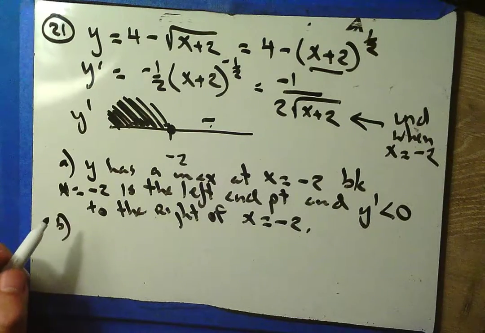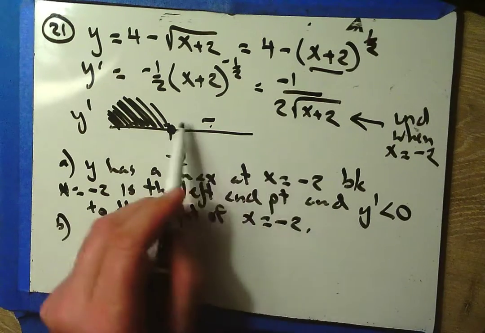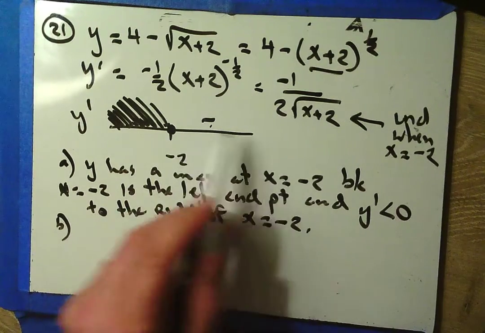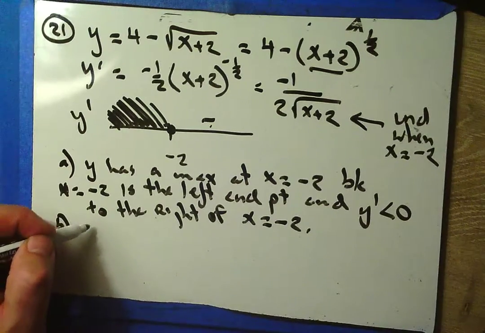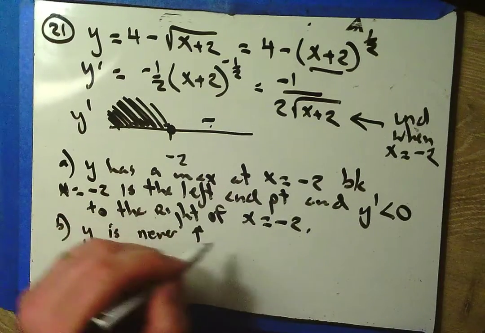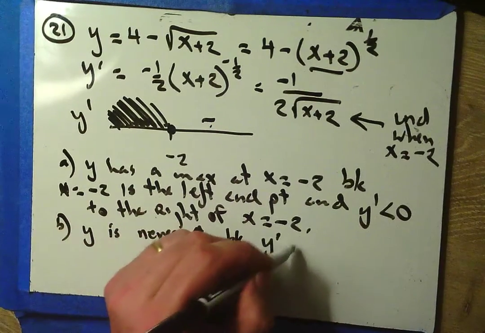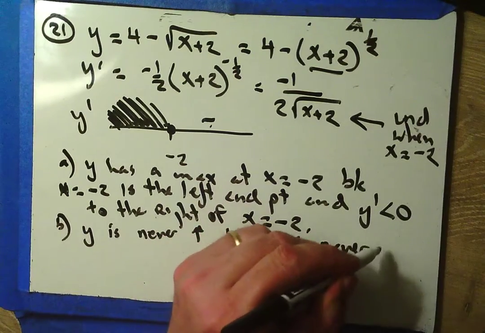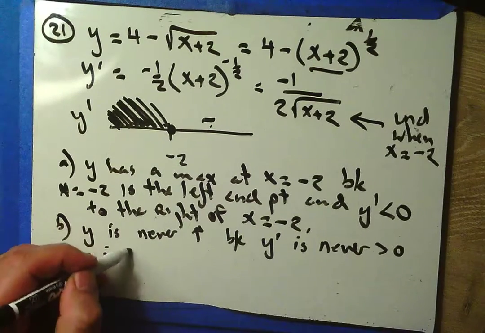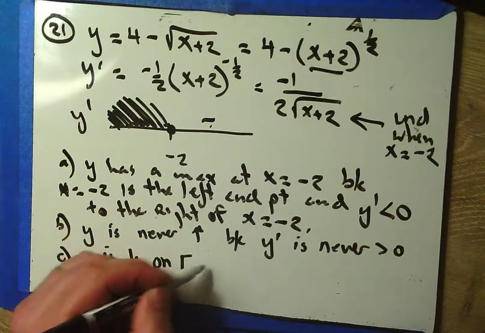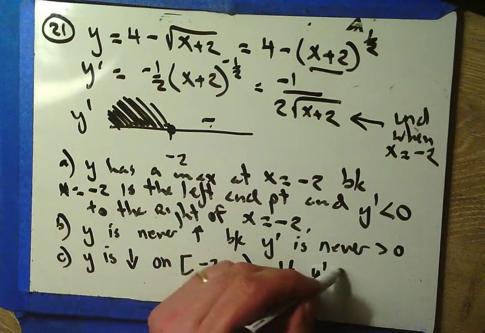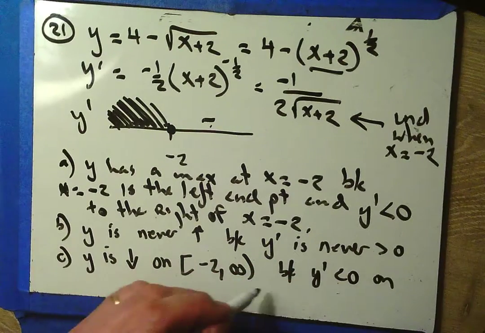B, when is this function increasing? Well, no, this function is always decreasing. There's only that one critical value, and we see negative to the right of that. So we say y is never increasing because y prime is never greater than 0. But for part C, y is decreasing on negative 2 to infinity because y prime is less than 0 on negative 2 to infinity.